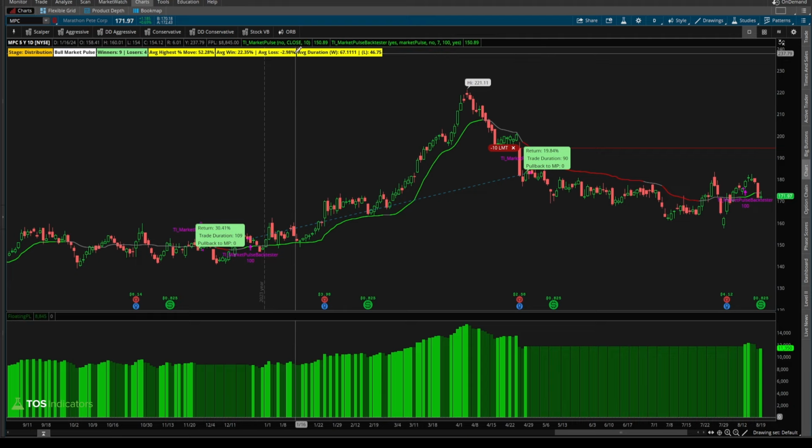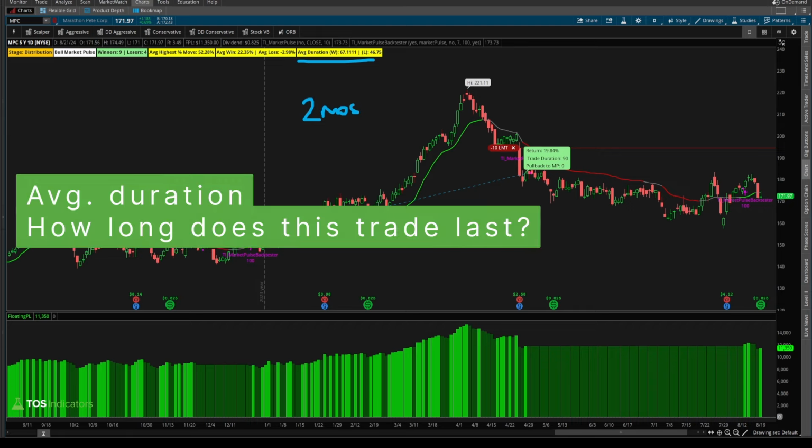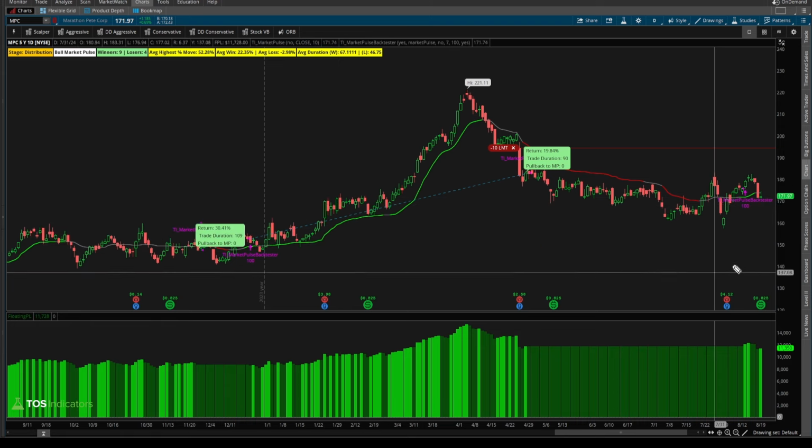The last piece of information you get from this backtester, the average duration. It's a long trade. We're looking to ride this trend out. 67 days on average for the winner, so a little bit greater than 2 months. Loser, similar in that 46-day range. So we know that this trade is also going to last some time. It's not a quick overnight trade. It's not even a quick 1-week trade. You should expect to be in this trade for quite some time.